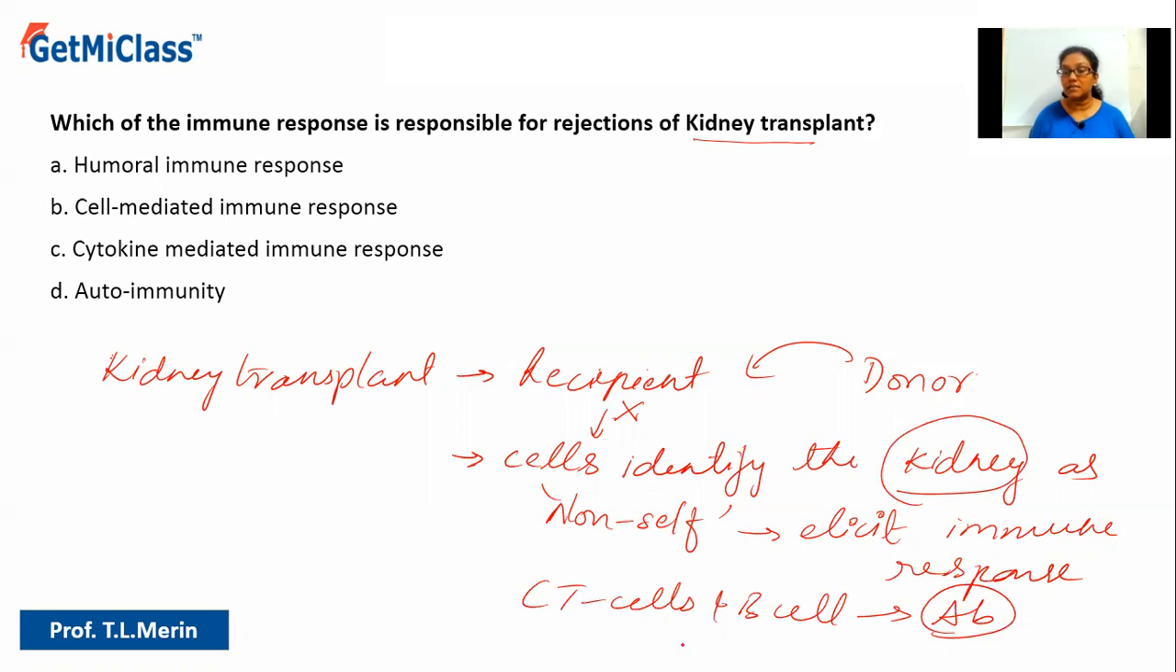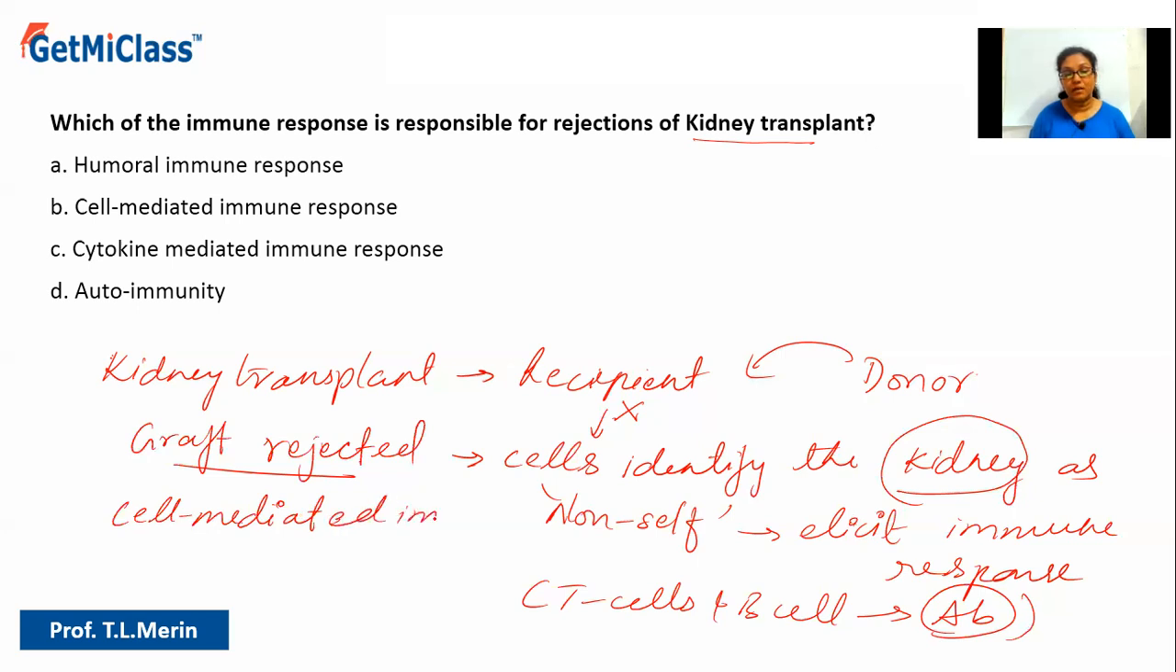Hence this process of targeting the transplant is called graft rejection. What is it called? Graft rejection, because it is getting rejected by the body cells, and that is why it is called a cell-mediated immune response. Cell-mediated, because initially the cells are the ones which will identify them as foreign, right? And further T cells and B cells will come into the picture.